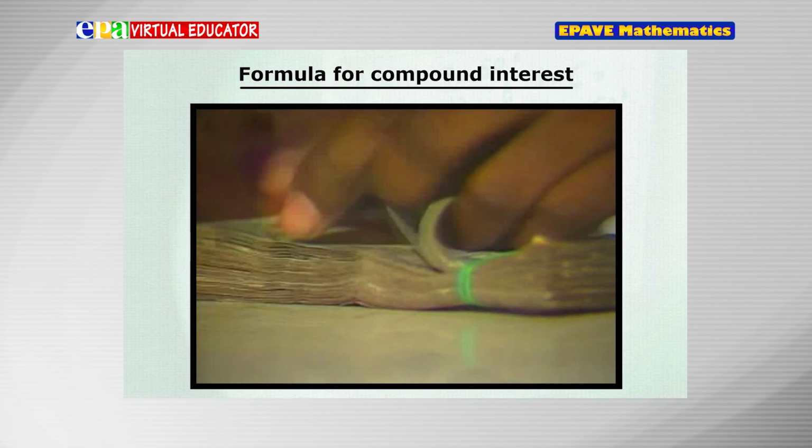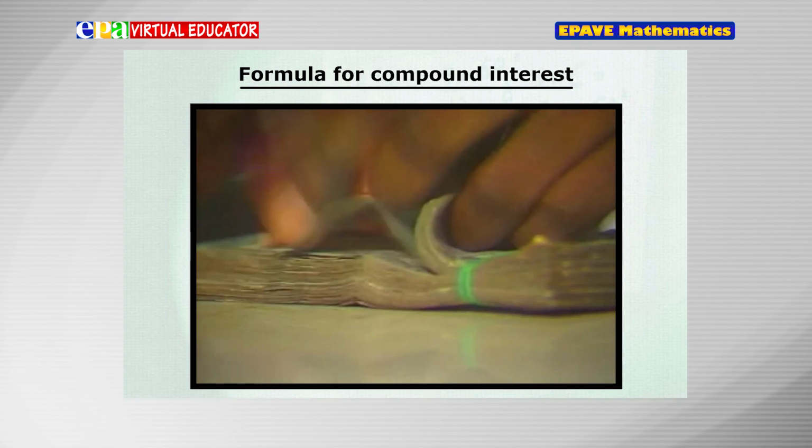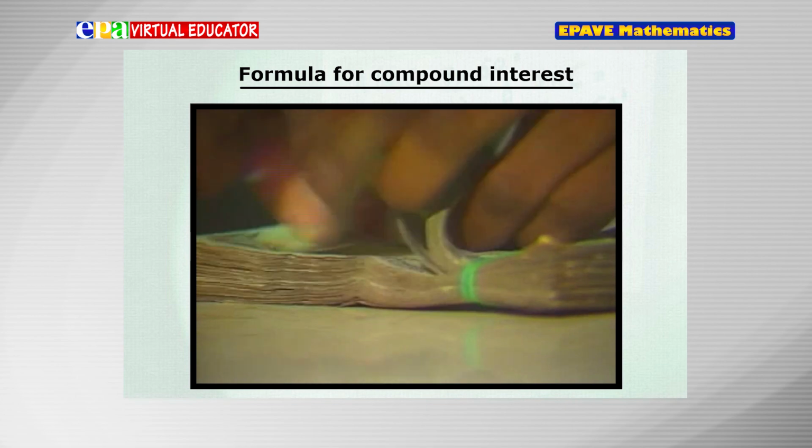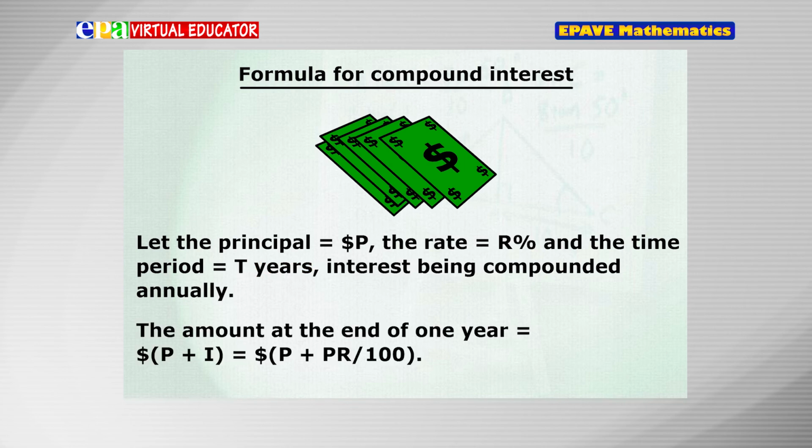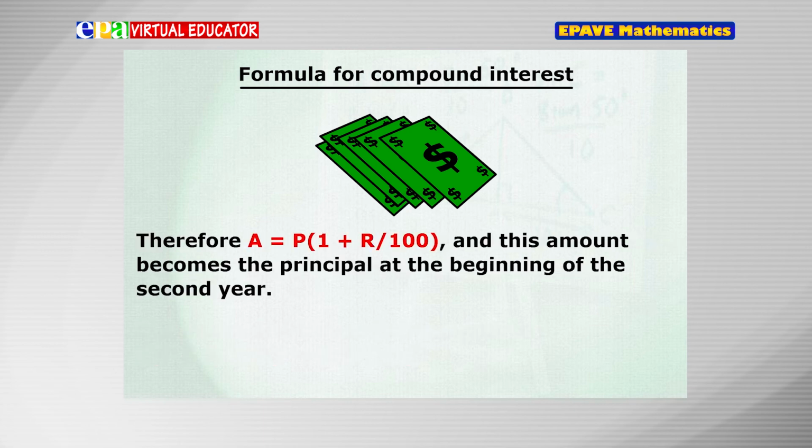Calculating compound interest using a formula is useful and can help in checking an answer obtained by a longer method. Here's an example. Let the principal equal P dollars, the rate equal R%, and the time period equal T years, interest being compounded annually. The amount at the end of 1 year is equal to P dollars plus I dollars, which is equal to P dollars plus PR dollars divided by 100. Therefore, A is equal to P multiplied by 1 plus R divided by 100, and this amount becomes the principal at the beginning of the second year.